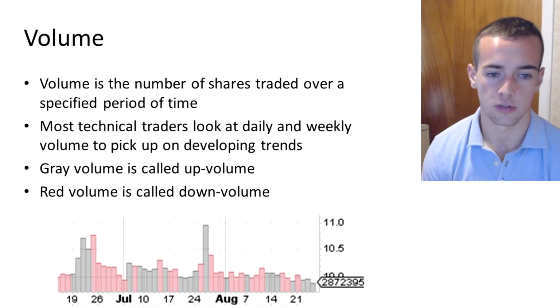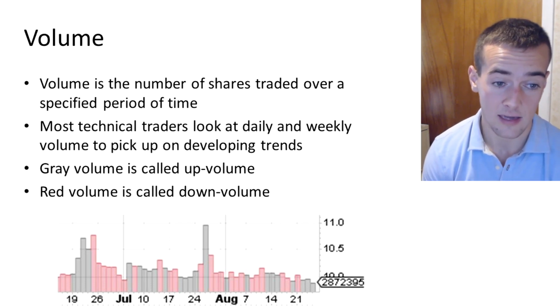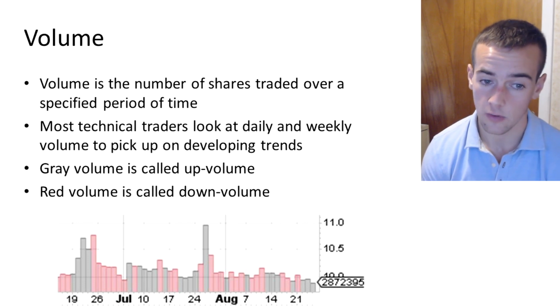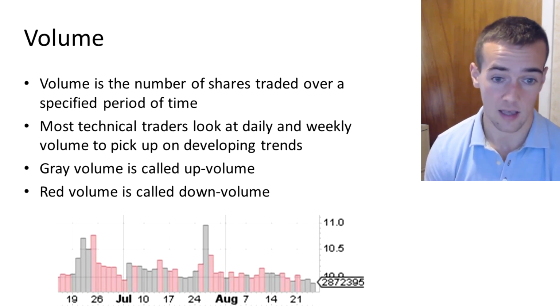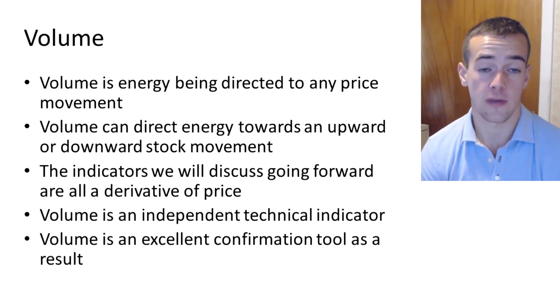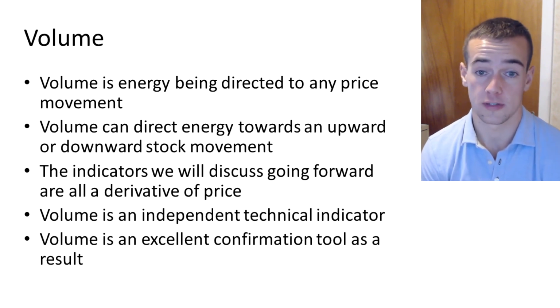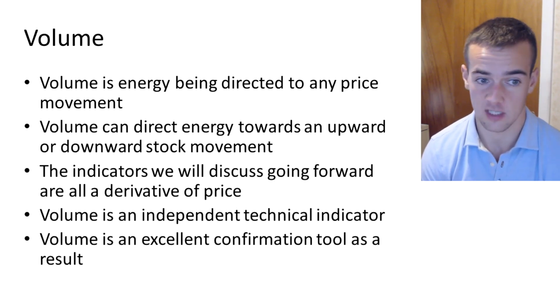Gray volume is called up volume because the stock closed higher that day. And red volume is called down volume because the stock closed lower on that day. So when you think of volume, just think of energy being directed to a price movement, whether it's an upward price movement or a downward price movement.